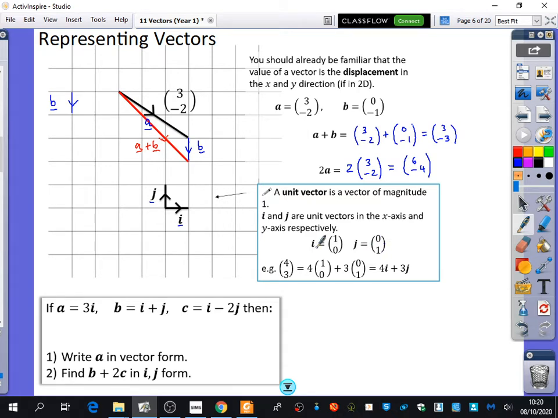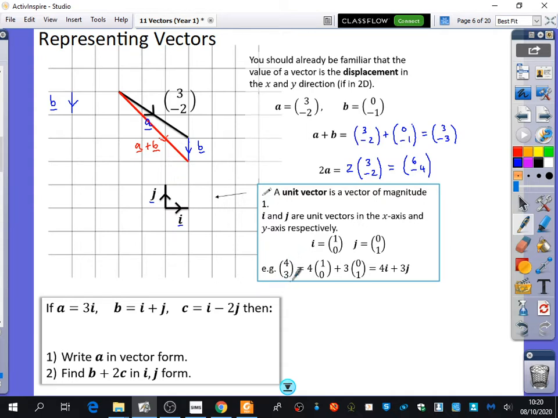The way I remember that i goes with x and j goes with y is because of the alphabet, because i comes before j in the alphabet and x comes before y. And if you don't like that way of remembering it, j makes me think of jump, and so jump is going upwards. Okay, it's just a couple of ways of remembering the differences between these things.